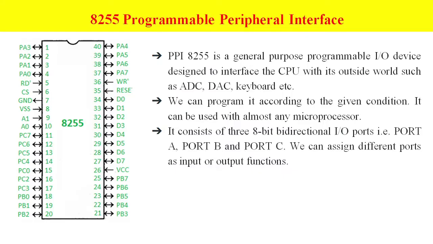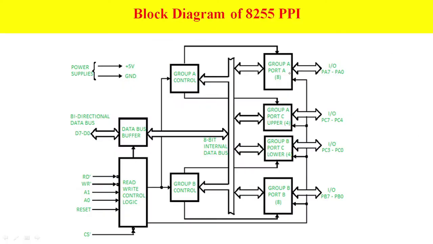Good morning, class. Today I'm going to start with the 8255 programmable peripheral interface. Basically, it is a 40-pin IC. It provides some additional features with the I/O devices. You can say the PPI 8255 is a general purpose programmable IC.